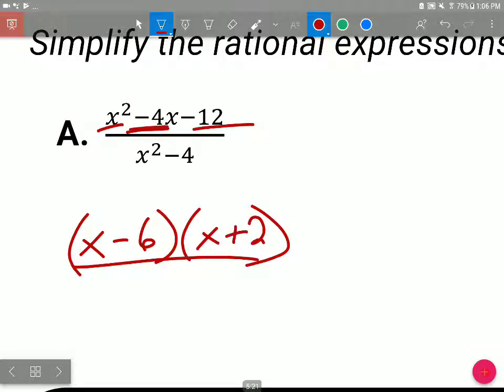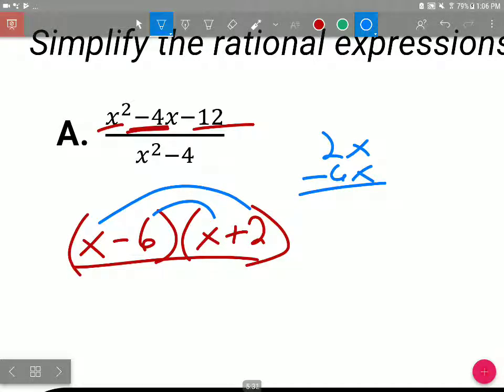Positive 2. Good. For everyone just trying to follow along, again, left multiplies to the left, right multiplies to the right. The outside inside, x times 2, negative 6 times x, and you don't have to write the part in blue, is negative 4. That is our middle term, and that's what our goal is. Just so we're all clear, that is the same thing we've been doing.